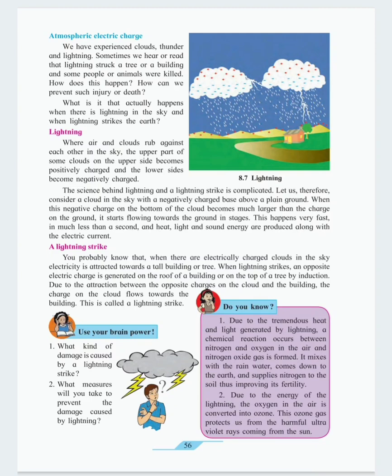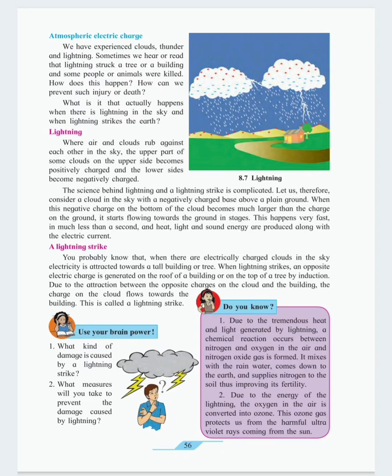So when the negative charge on the lower surface of the cloud becomes much greater as compared to the charge of the ground, it starts flowing from the cloud to the ground level, so that it gets adjusted and becomes equal in both. When it starts flowing, it flows quickly. Within a second it flows.